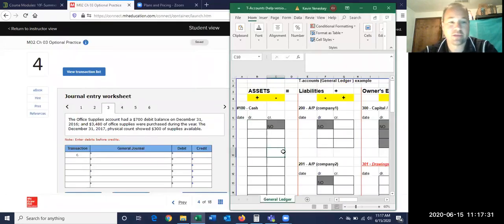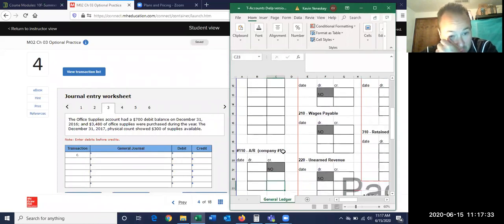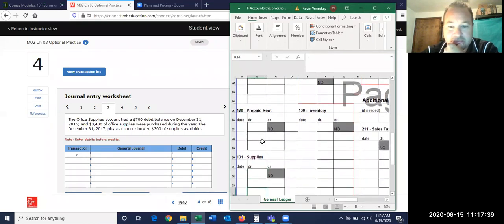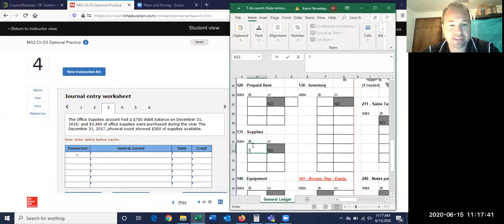All right. So it says our supplies at the end of, because we're in 2017, so at the end of last year, our supplies had a balance of $700. So that is our opening balance. And then it says $34.80 were purchased during the year. So sometime during the year, we bought $34.80.